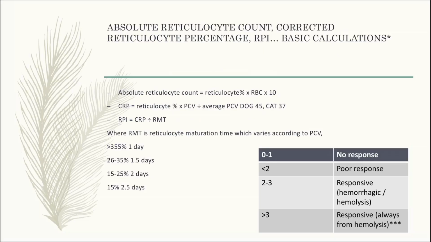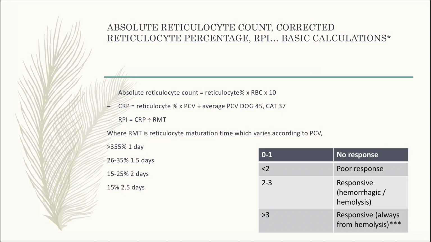So when you take the CBC, you have so many parameters that the machine will give. The most important parameters are hemoglobin, PCV, MCV, MCH, MCHC, RDW. These are the most important parameters that help us to diagnose and differentiate what type of anemia it is.